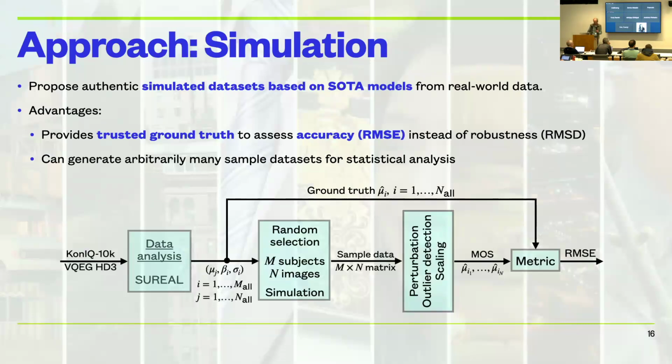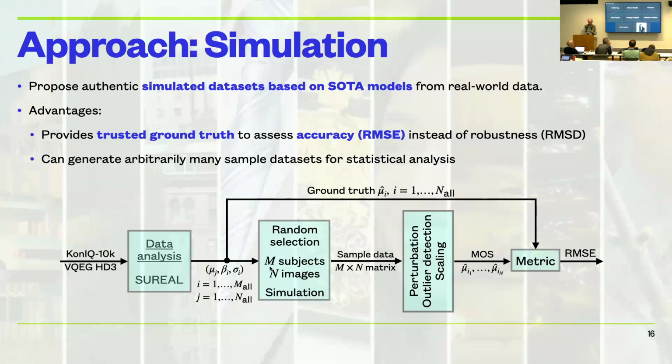So here's the overview of the flowchart. We take a data set like Konic 10K or VQEG HD3, do the data analysis, and we have used the SUREAL data set, SUREAL method. It gives us MOSes or qualities, mu_j for images j, and biases, beta_i, and sigma_i's. These are the inconsistencies of the subjects i, and that will provide us the ground truth up here. And then we do a random selection.